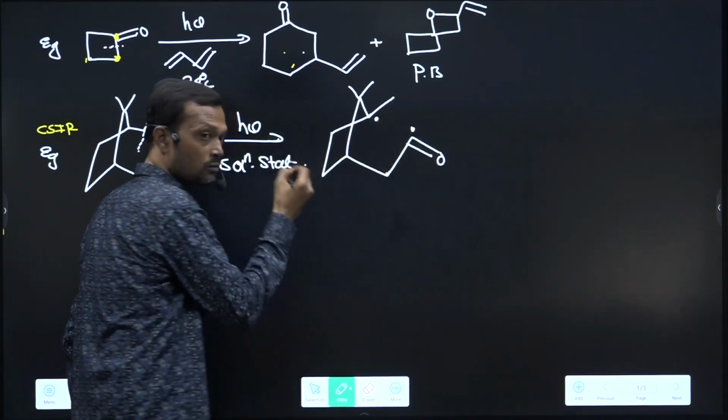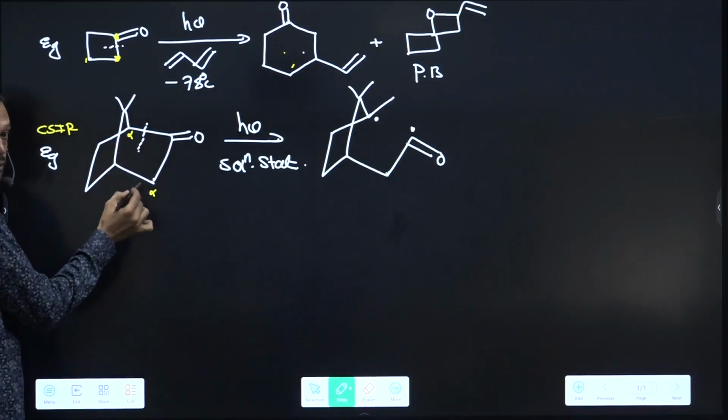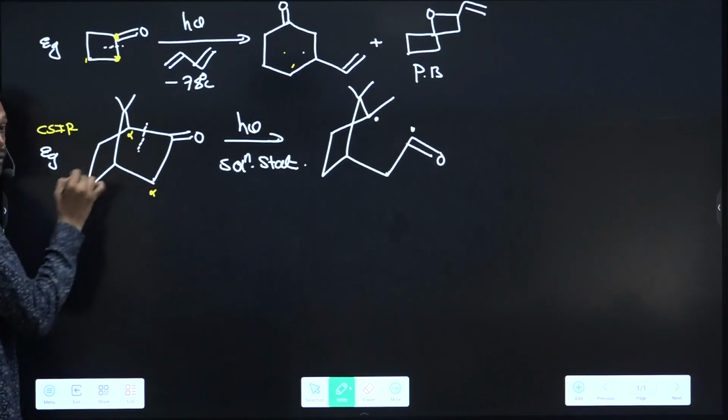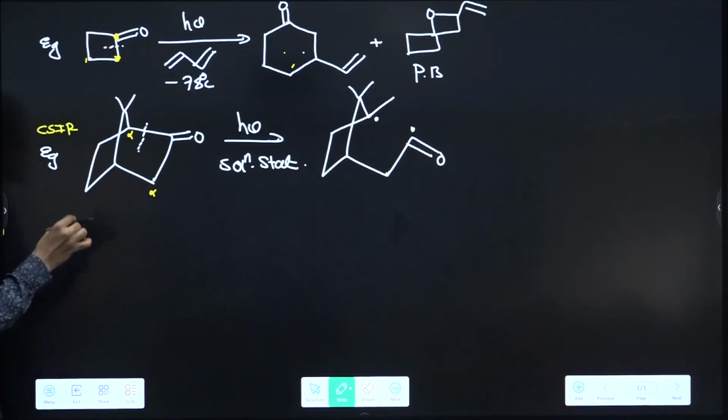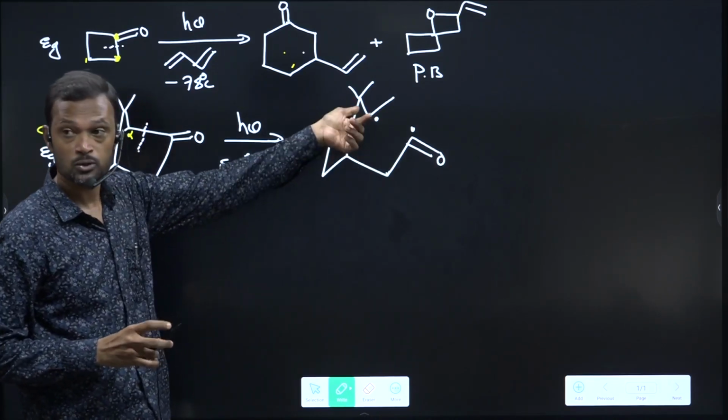Why are you cleaving the above side? Why not below? Is it alpha? It is also alpha. Why are we cleaving the above side? Why not below? Can you cleave this side? No. Why? You will get a stable alkyl radical. Here a tertiary carbon is there. That's why I am cleaving the above side.